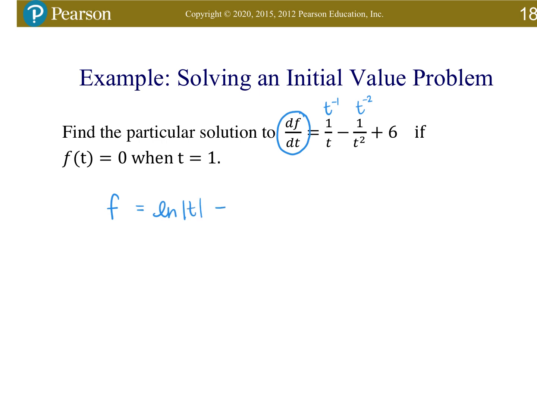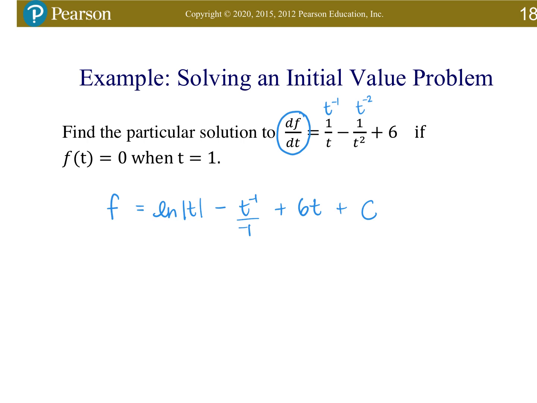What happens to t to the negative 2 when you add 1 to its power? I get t to the negative 1, and what do I do with that power? Divide it. So that one's fine. That one did not require natural log. And what do I do to the 6? 6t, not x. There's no x's in this problem. And then what else do I have to remember? Plus c.